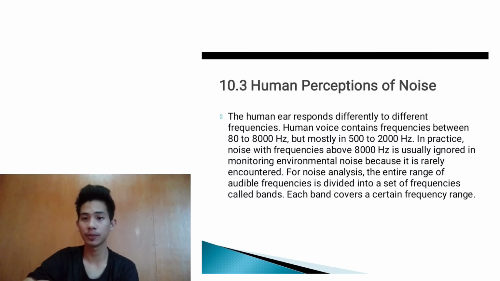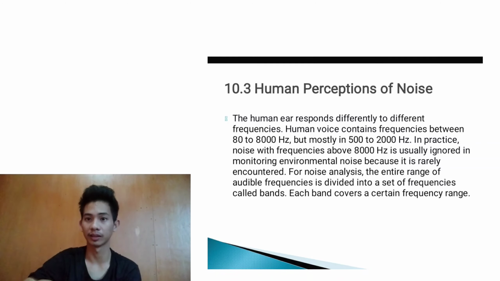The next material is human perception of noise. The human ear responds differently to different frequencies. Human voice contains frequencies between 80 to 8000 Hz, but mostly in 500 to 1000 Hz. In practice, noise with frequencies above 8000 Hz is usually ignored in monitoring environmental noise because it is rarely encountered. For noise analysis, the entire range of audible frequencies is divided into a set of frequencies called bands. Each band covers a certain frequency range.